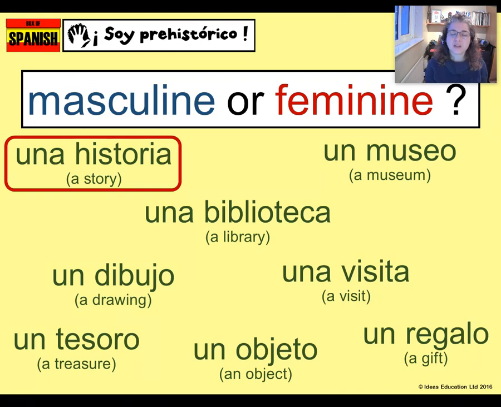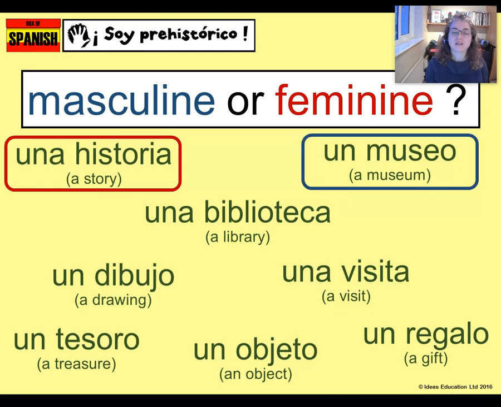The next one is un museo, the word for a museum. Un museo. Is that masculine or feminine, do you think? Have you worked it out? It's masculine because it starts with un and it has an o on the end.